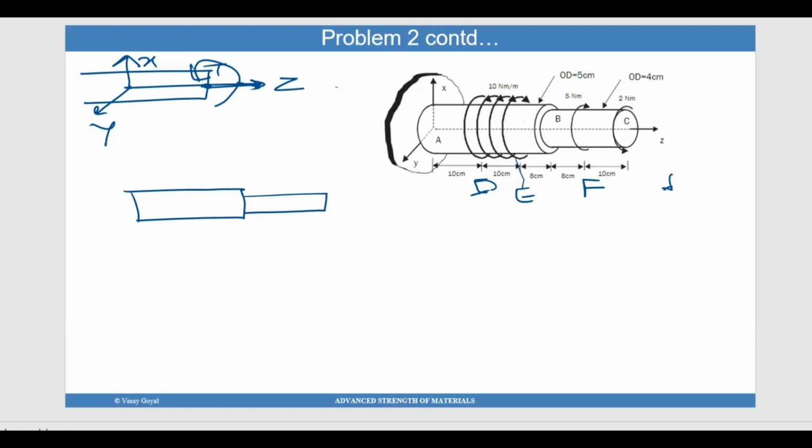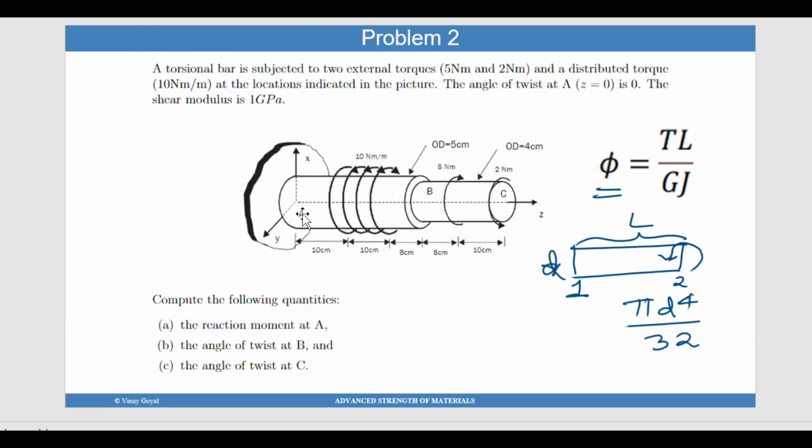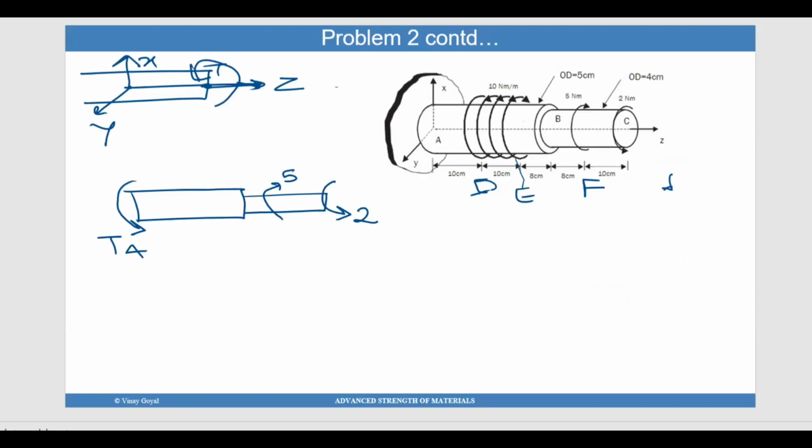So let's say I set the reaction torque like this. There is a torque here, which is 5. There is a torque here, which is 2 Newton meters. This is TA, and it's a little confusing in which direction that is pointing. It's going that way. Okay. So it's 10 Newton meter per meter, right? And this step, it's like this.